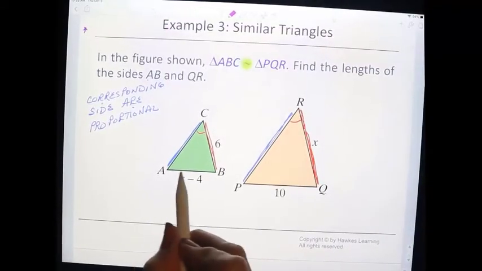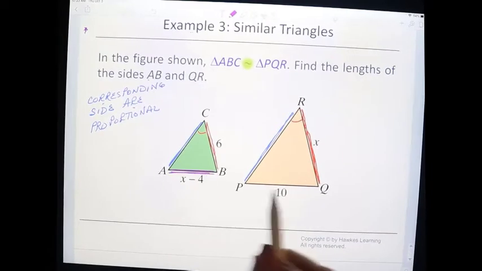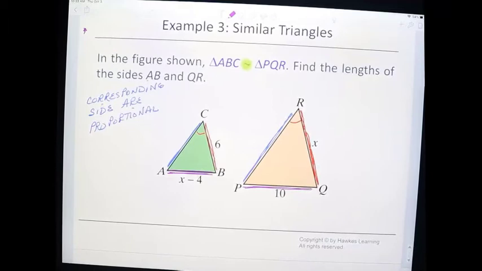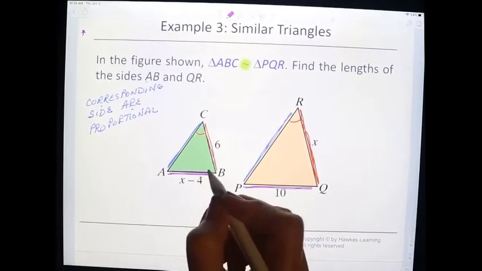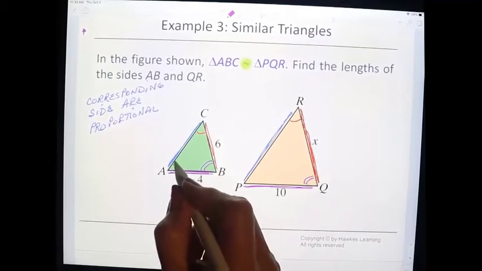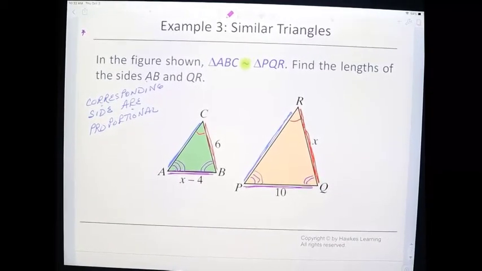And the last correspondence that I see is down here. This side AB corresponds over here in the larger similar triangle to the side PQ. And again, if we looked at these angles, we would see congruency, or the same measures on the angle measures.